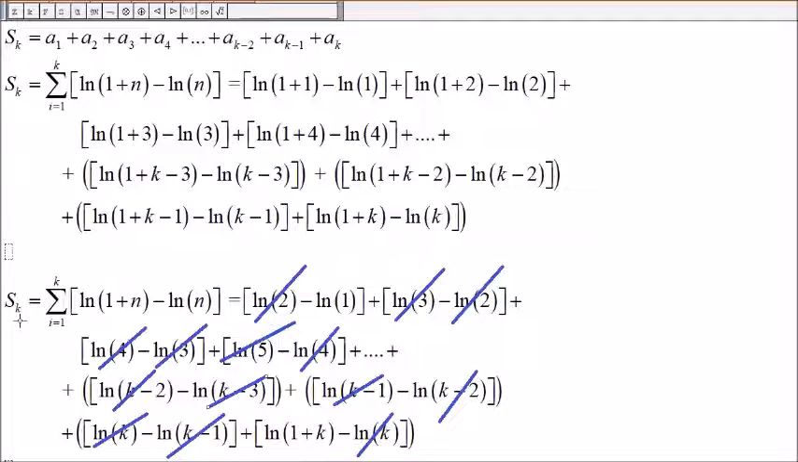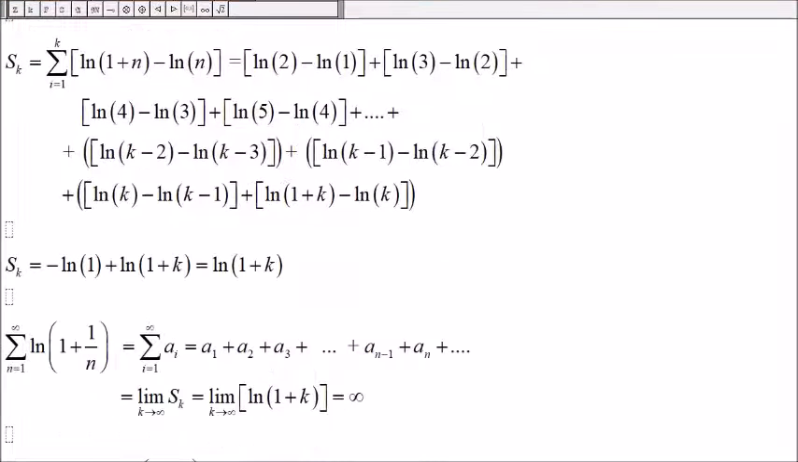So the sum of the first k terms is negative ln of 1 plus ln of 1 plus k. That's what we have right here. But ln of 1 is 0, and so we only get the natural log of 1 plus k.